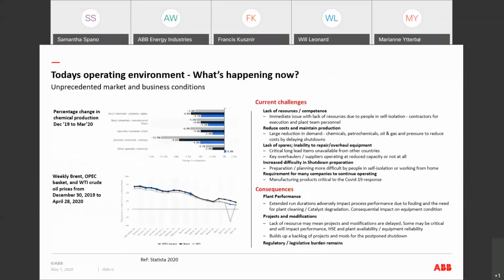So we're operating in an unprecedented environment right now due to the global pandemic. Output has fallen significantly in many industries, including chemicals, for instance. Oil prices have significantly fallen as demand drops, and any expectation that they're going to return to normal levels any time soon actually seems highly unlikely now. Rather, we'll be in a position of lower for longer and a kind of new period of a different normal.